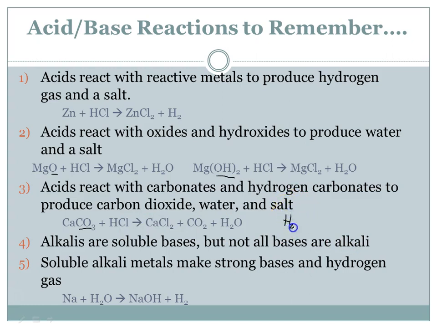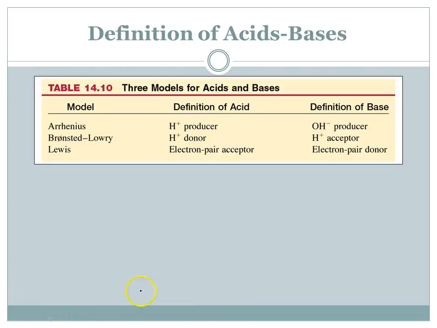Now, one of the things you want to keep in mind, and we'll come back to this time and time again, is that carbonic acid is a very weak acid. We'll define what that means. For the purposes of AP, if you see carbonic acid, you want to make sure that you break it down into carbon dioxide and water. Alkalis are soluble bases. Remember what that means, soluble, but not all bases are alkalis. And then soluble alkali metals make strong bases and hydrogen gas.